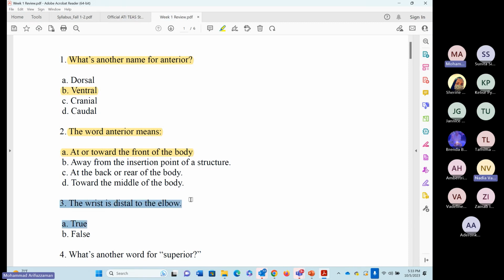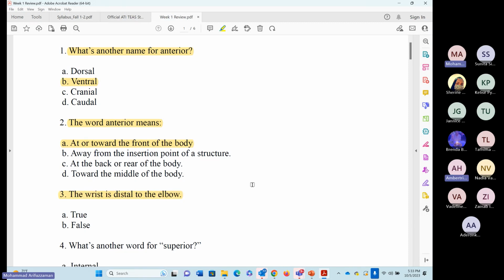The wrist is distal to the elbow. True or false? Is that true? False. Yes, it's false.